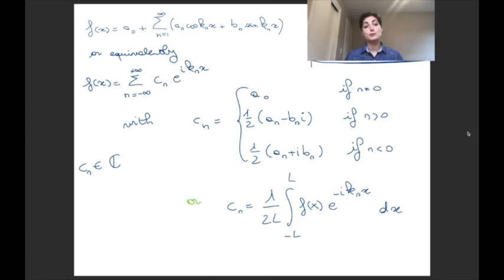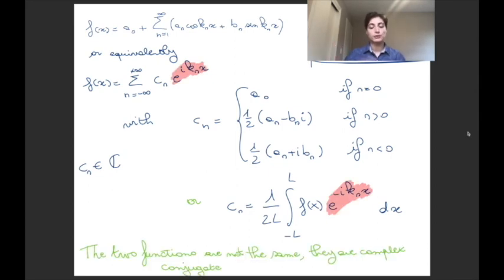Or we can approach it from the equivalent perspective of looking at exponential functions with imaginary exponent. And yeah, also here we have either a representation of the coefficients based on the real coefficients of the sine and cosine series, or an integral formulation.